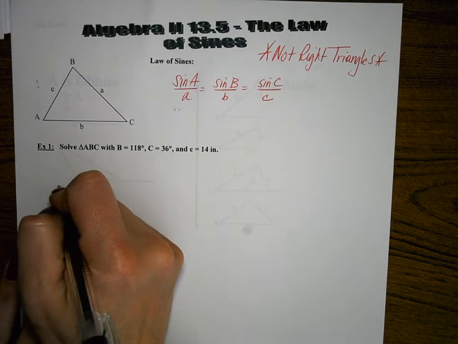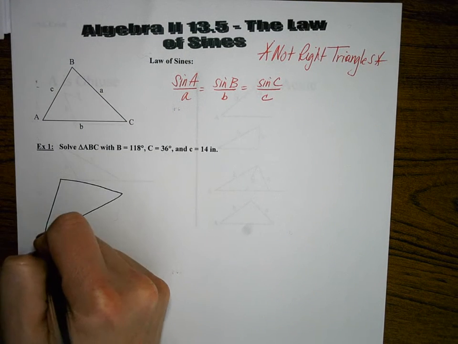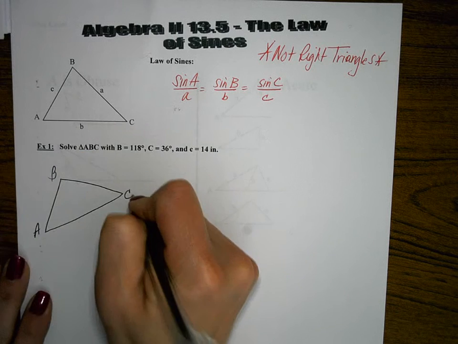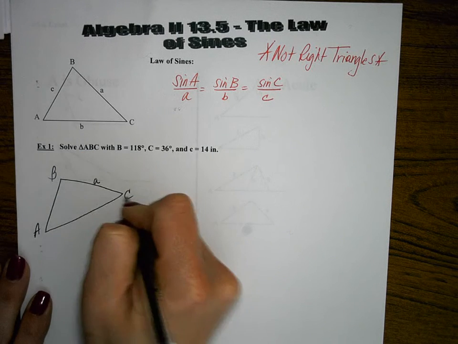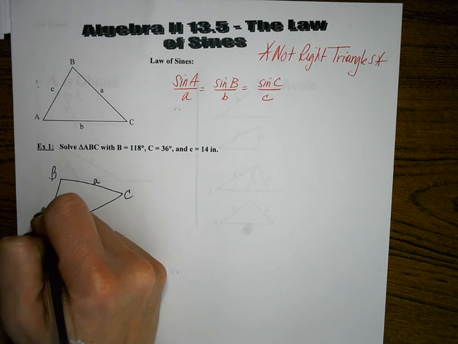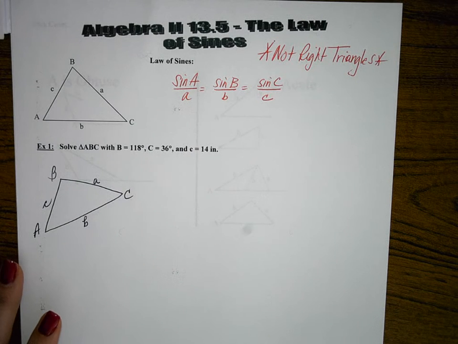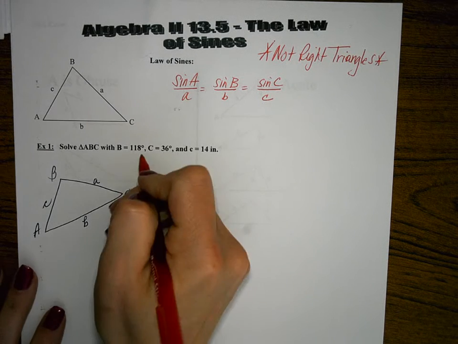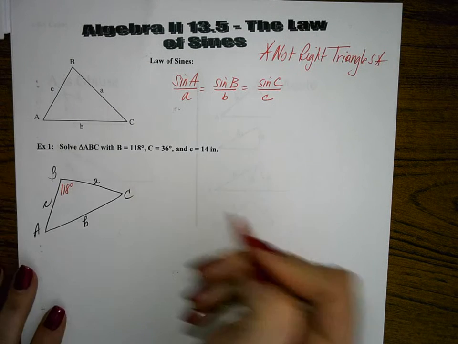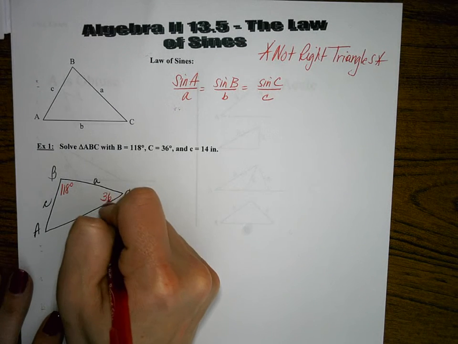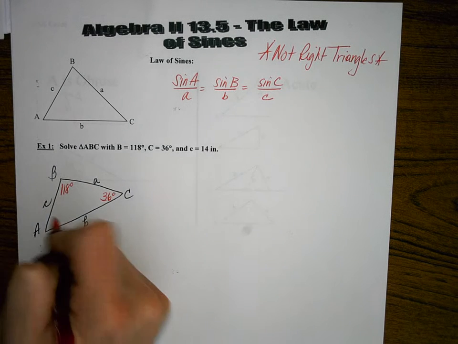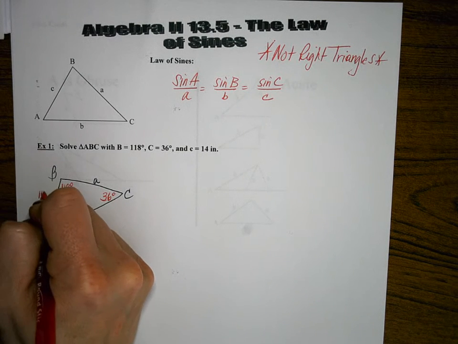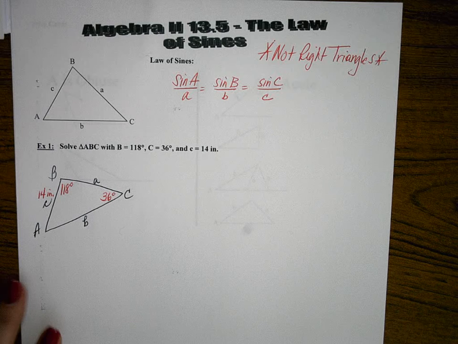We know for every single one of these we're going to draw a triangle. ABC: across from angle A is little a, across from angle B is little b, across from angle C is little c. And we are going to look at what information is given to us. They tell me that angle B is 118 degrees, angle C is 36 degrees, and little c, the side opposite angle C, is 14 inches.